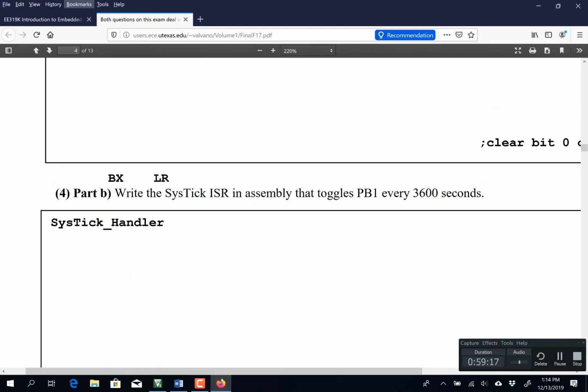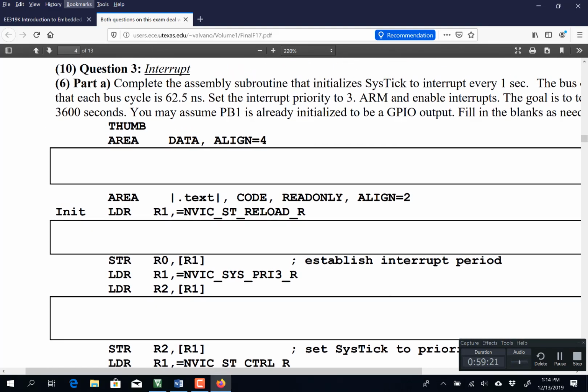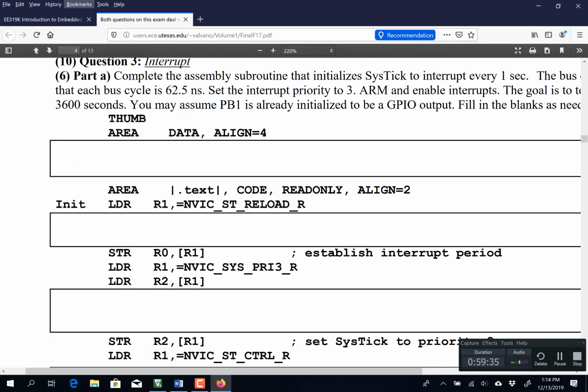Question 3. All right. So right there in the net, this first box is the thing I just did, and that was you're going to set the reload equal to, right? The reload.